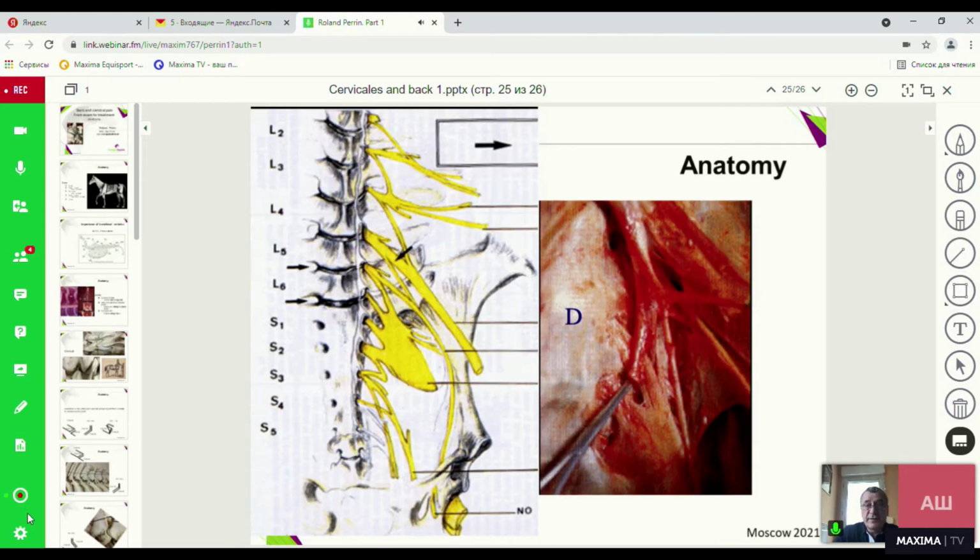And finally, you have the lumbar area, and it is the same. You have some nerves which go out between the vertebrae, and these nerves sometimes can have some compression, and this happens sometimes, and this is the cause of some pathology too. It's exactly the same as in the cervical area.